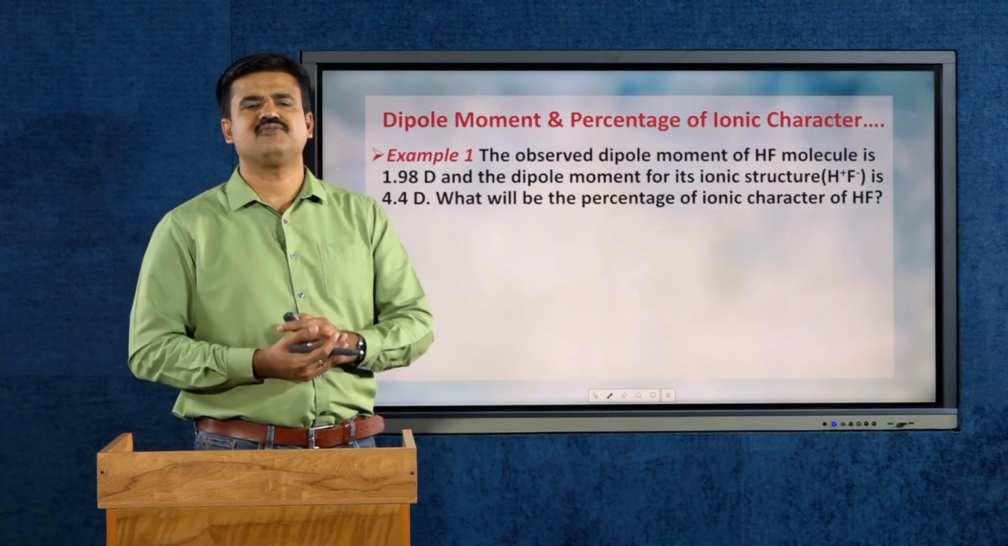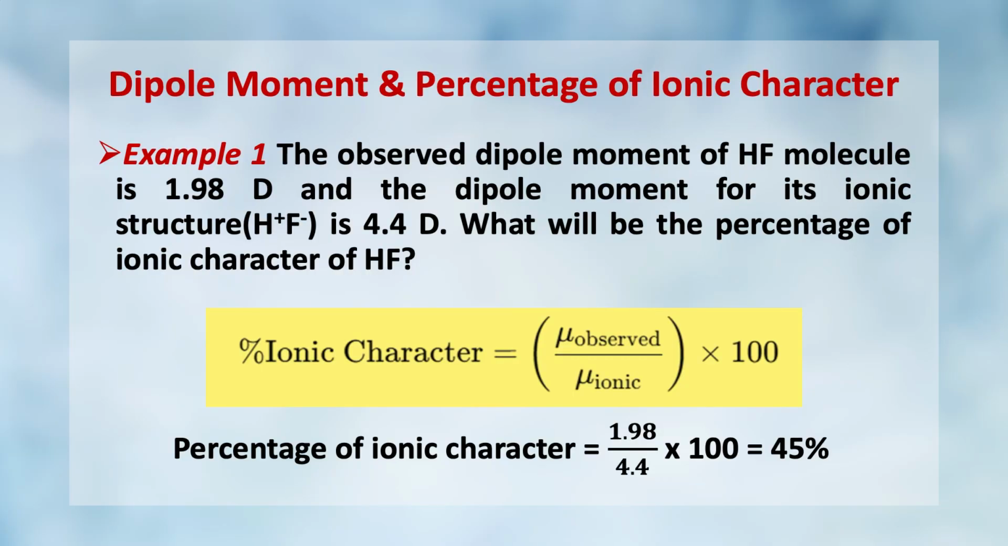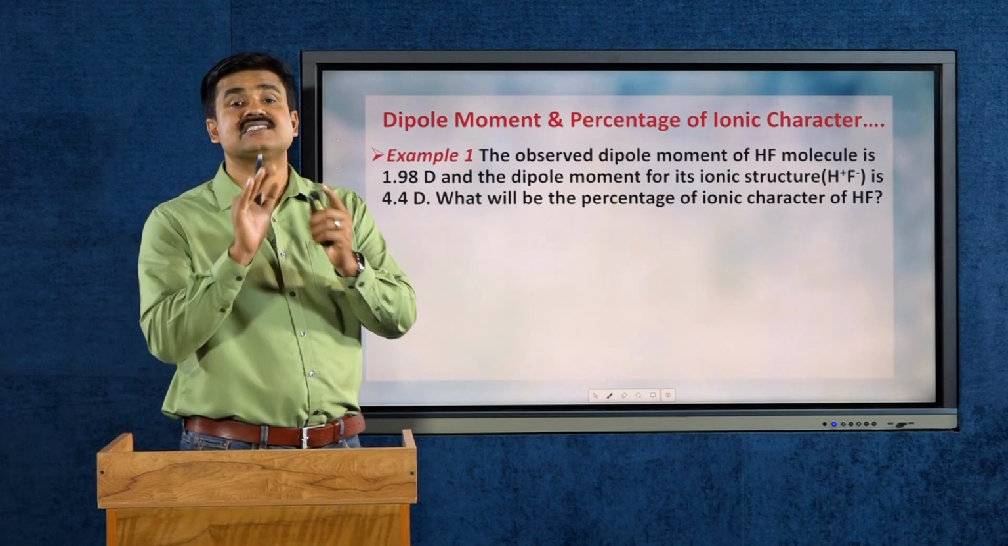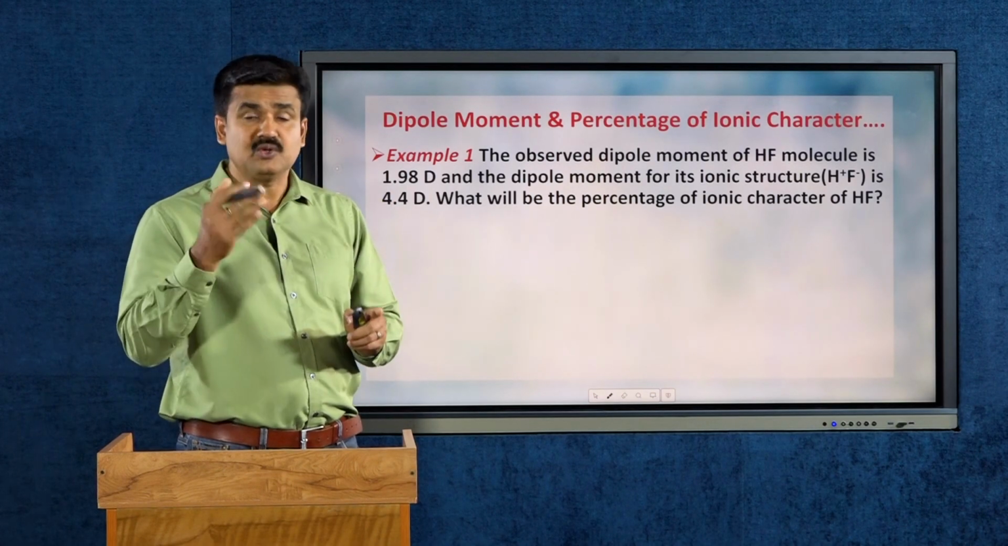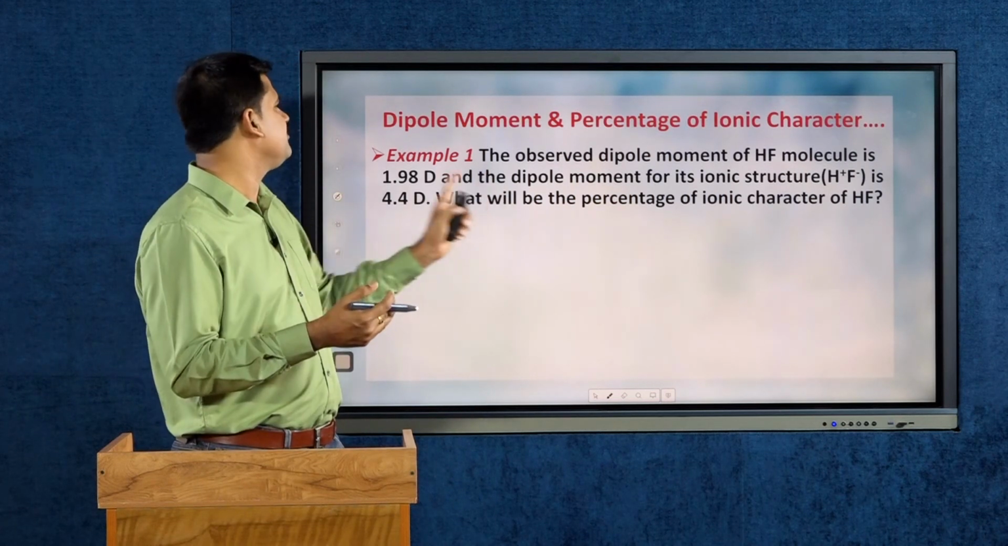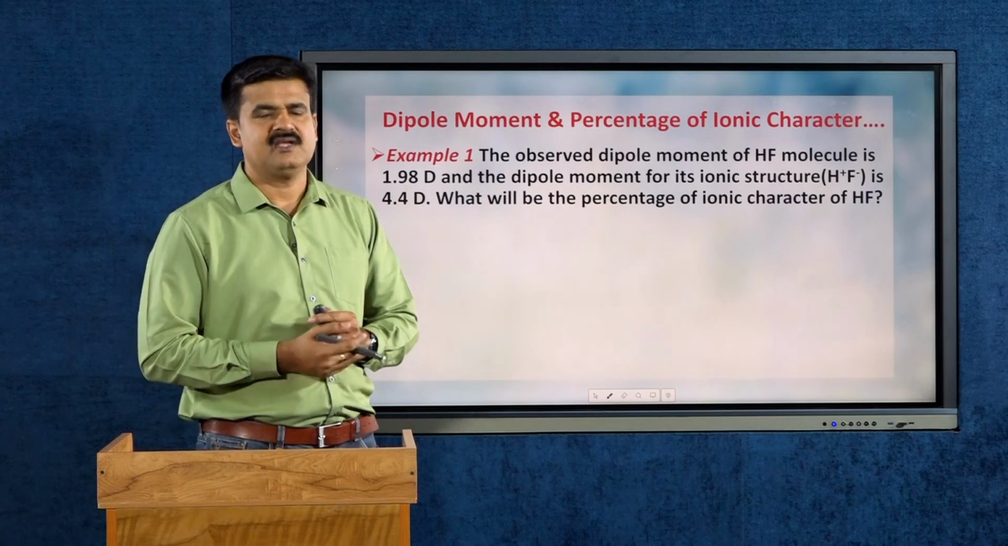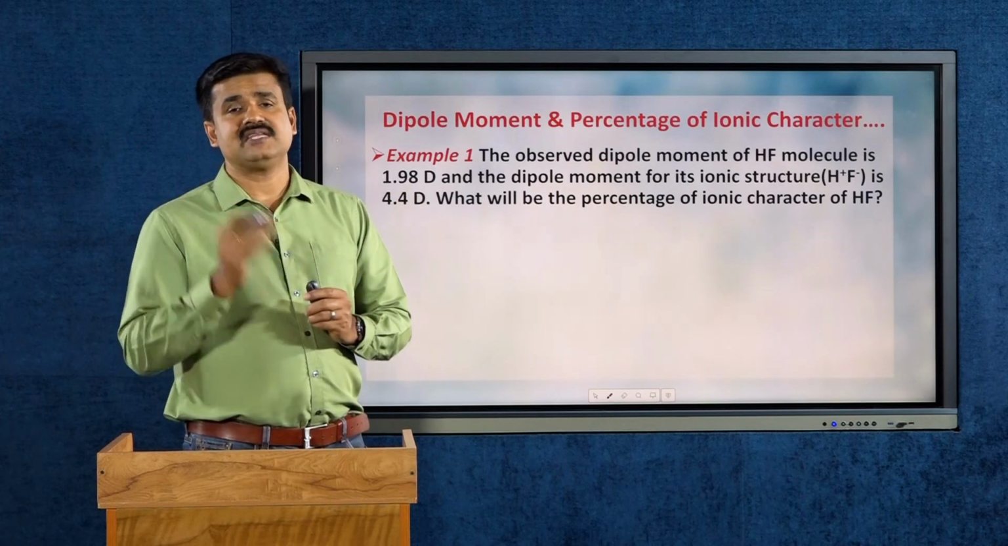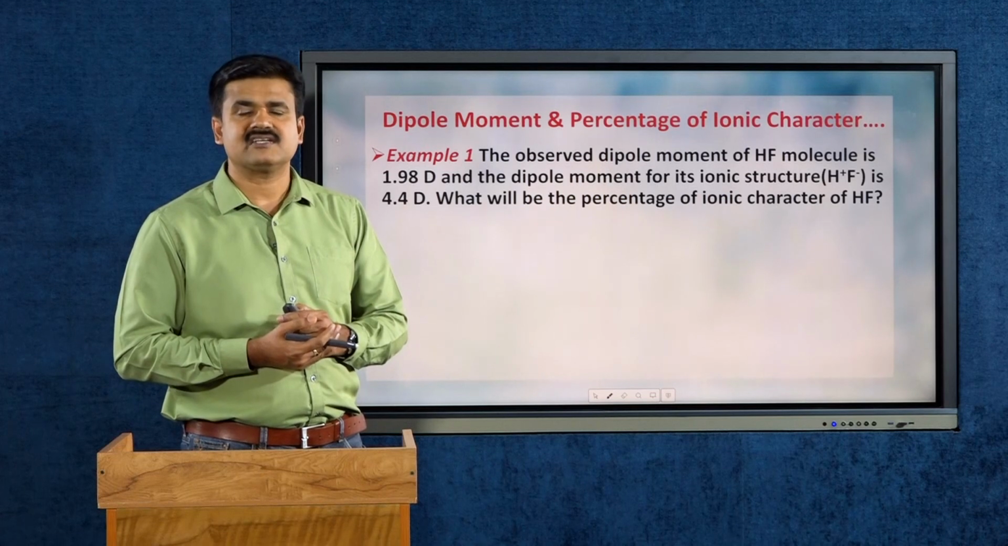This is the first example. The observed dipole moment of hydrogen fluoride molecule is 1.98 D. The dipole moment for its ionic structure, that is, here we treat HF as H+ and F-, now converted to completely ionic. So the dipole moment when HF acts as a perfect ionic molecule will be 4.4 D. The question is, what will be the percentage of ionic character of HF?